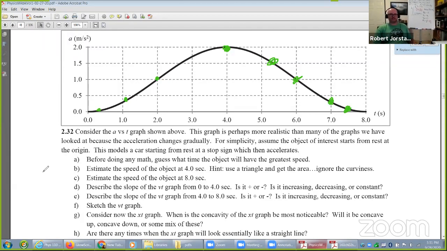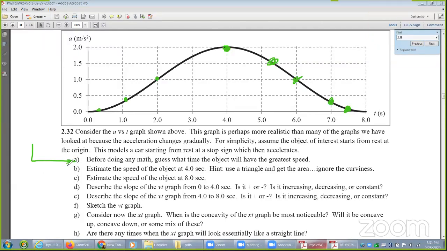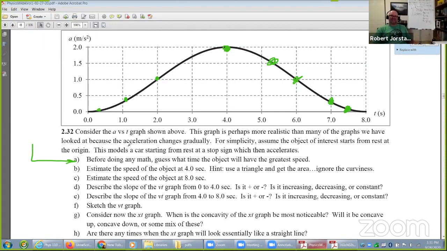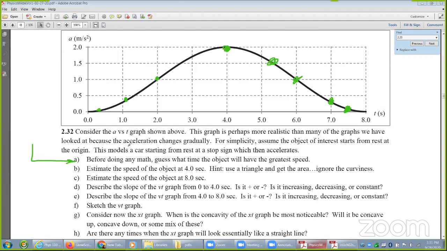Does that make sense for part A? Yes, it's deceiving, isn't it? Because it makes you think if acceleration is going down, then you're slowing down. So that's why I thought yes, well, at the top of the curve is where your highest velocity is, but it makes sense because it's all adding together. Exactly. You're not slowing down, you're just not speeding up as much.